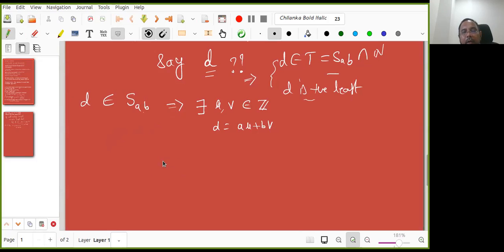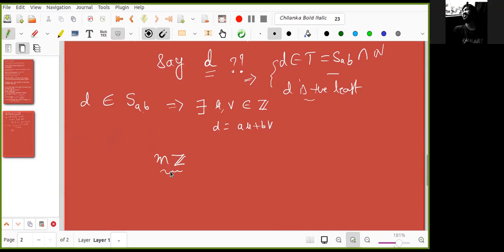See, whenever you take some MZ, okay. So in MZ, what is the generator? M. And there is another generator also. You studied group theory. -M. Which one do you generally take up? Out of these, you will take the positive one.